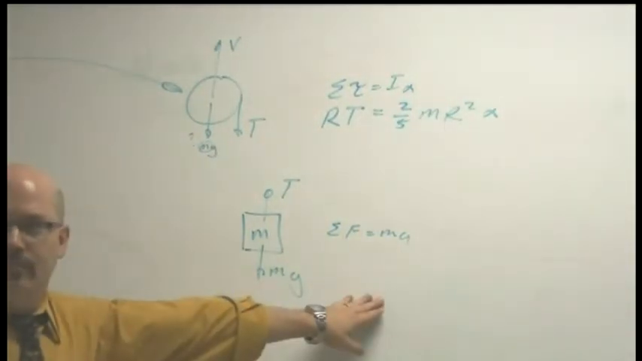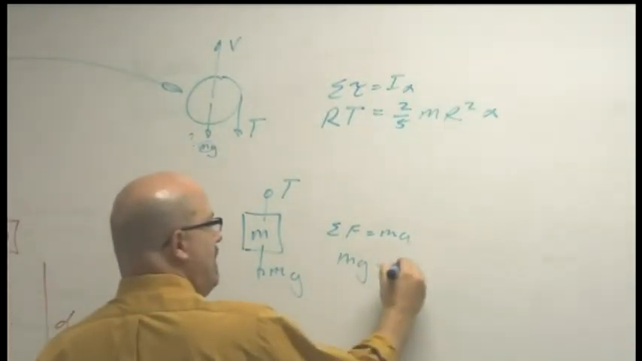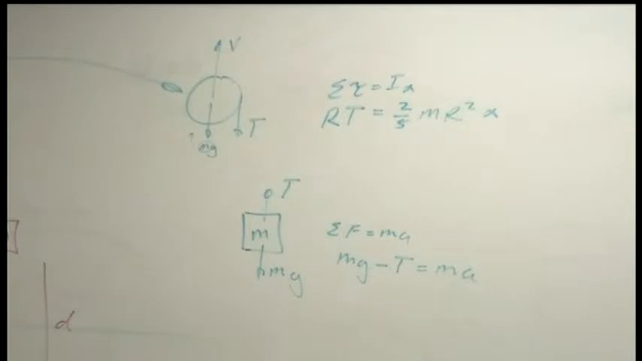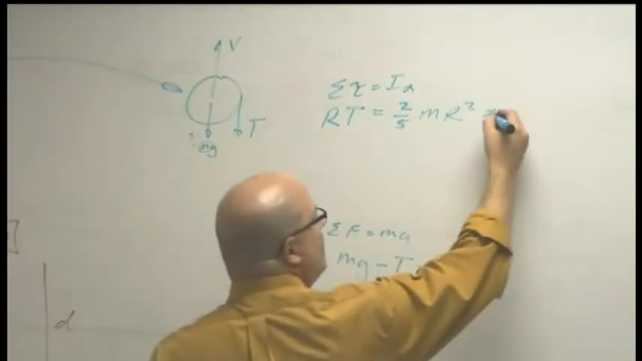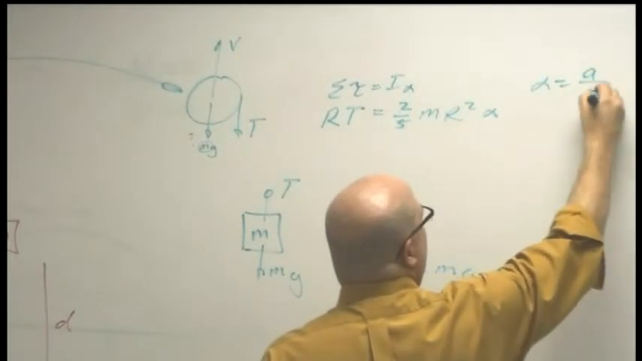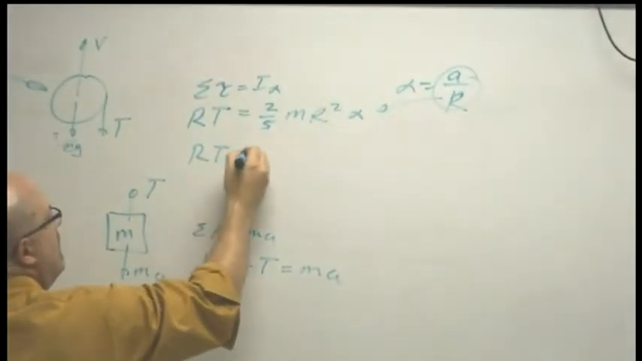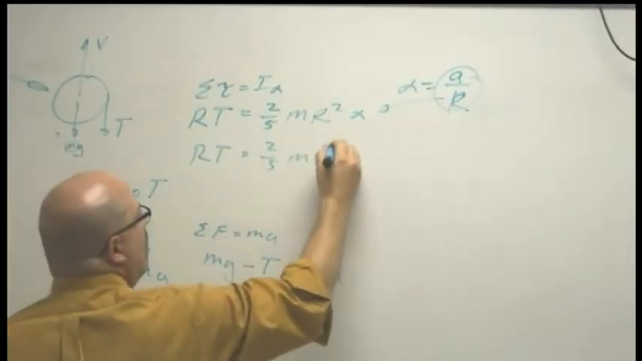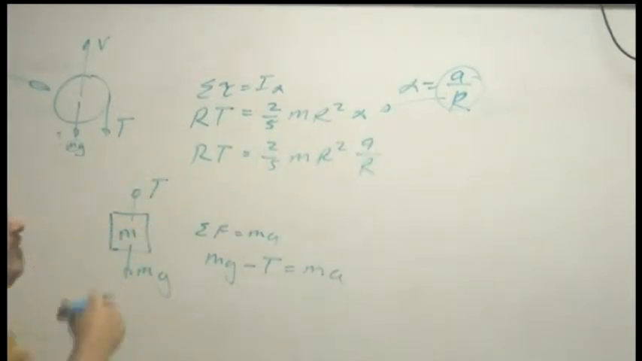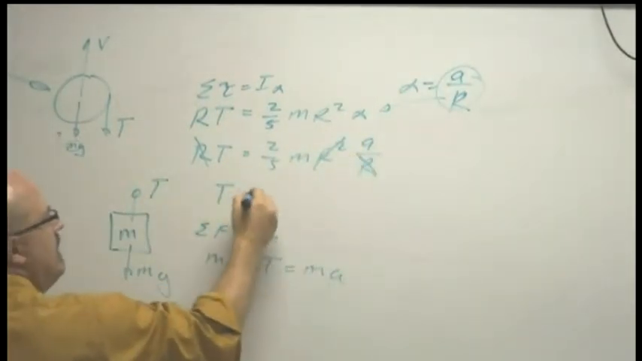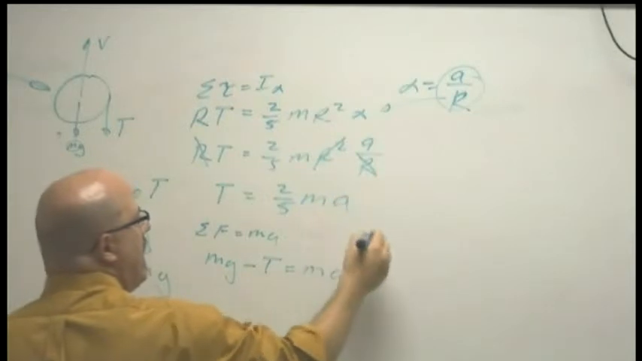Okay, for this one, we have mg minus T equals ma. We're looking for a, but we don't know T. So what do we do? Alpha equals a over r. We plug that in, and we get RT equals 2/5 r squared a over r, and then lots of magic happens, right? All the r's disappear, and we're left with T equals 2/5 ma.